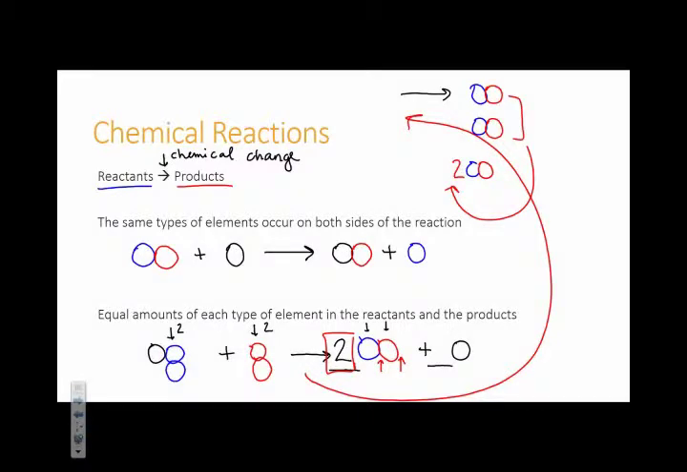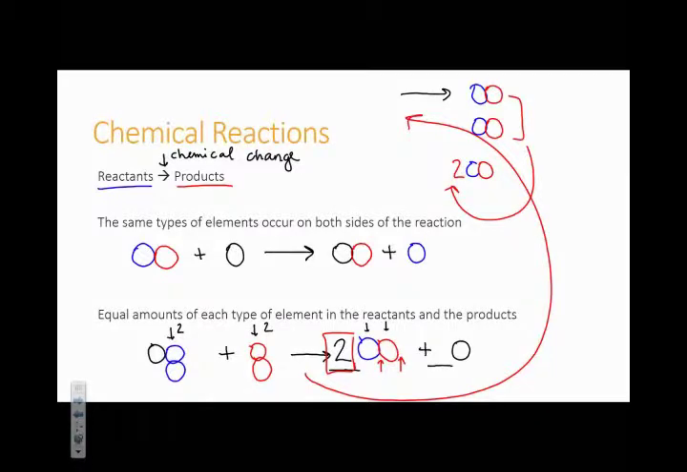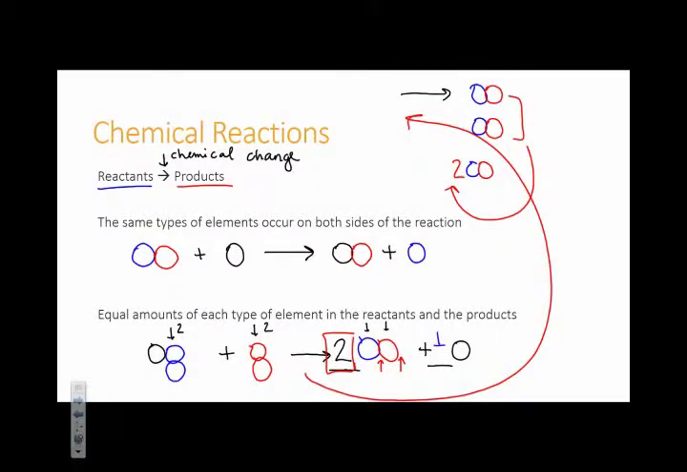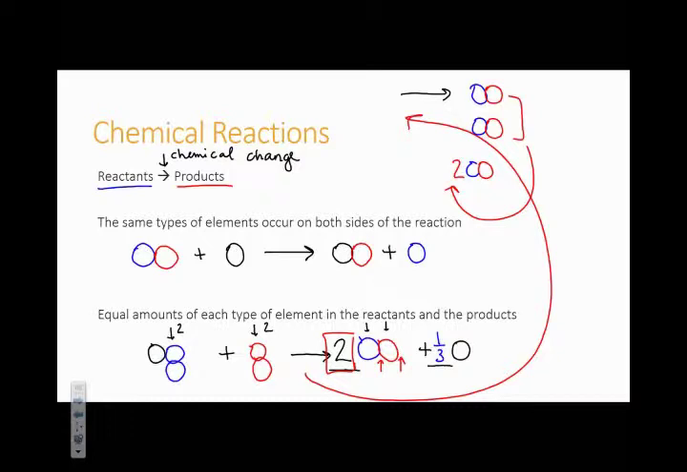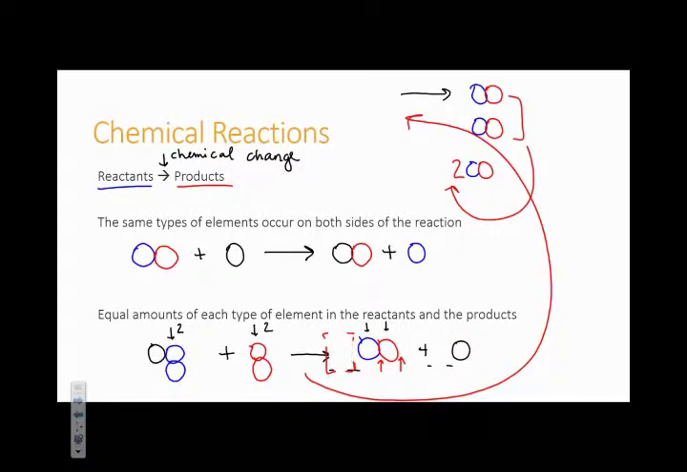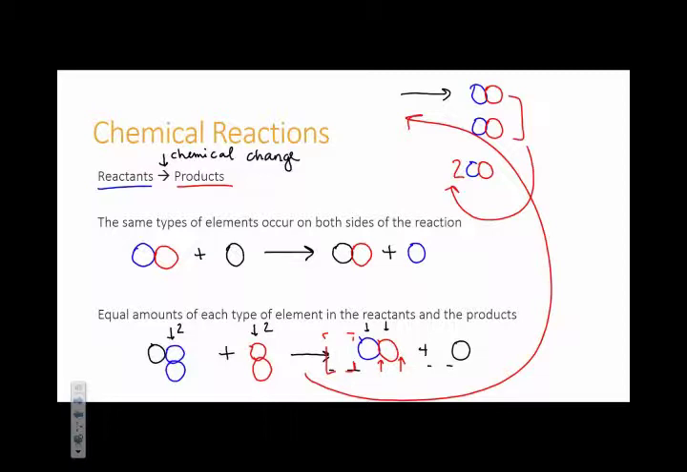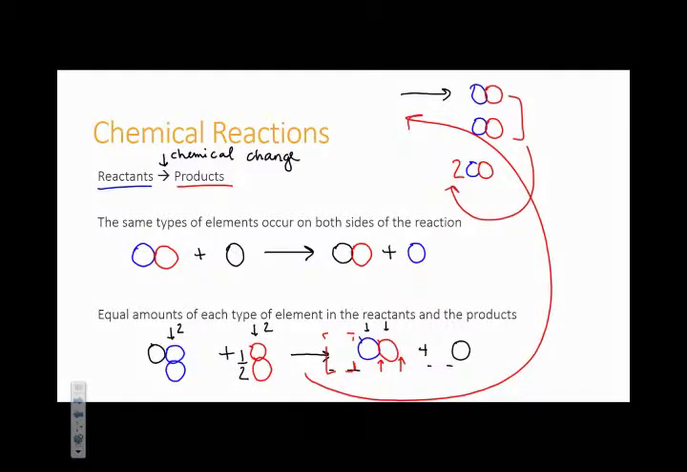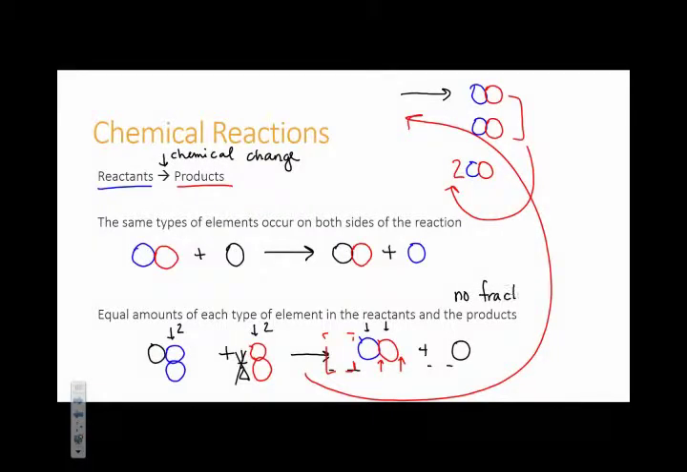The other thing you can't do is use fractions as coefficients. So I couldn't have said that I had, say, 1/3 of this. Or actually, this would be more relevant if I erase this. I can't have said that I had 1/2 of a red molecule. That's not okay. We don't use fractions. So no fractions as coefficients.